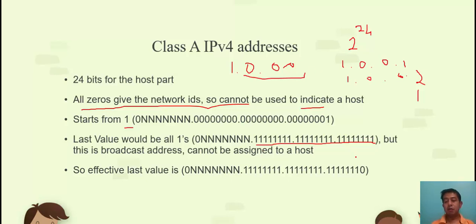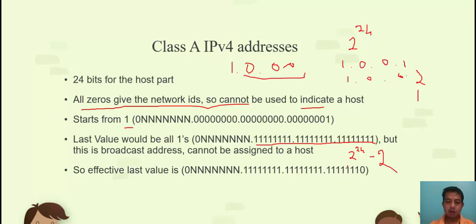That is, the number of hosts that I can connect is 2 to the power of the number of bits available for the host part. So in class A I have 24 bits available, so 2 to the power 24 computers I can connect. From that I have to subtract 2. Why 2? Because all zeros cannot be used, all ones cannot be used. So in between, I can use all the numbers for connecting a host or computer.